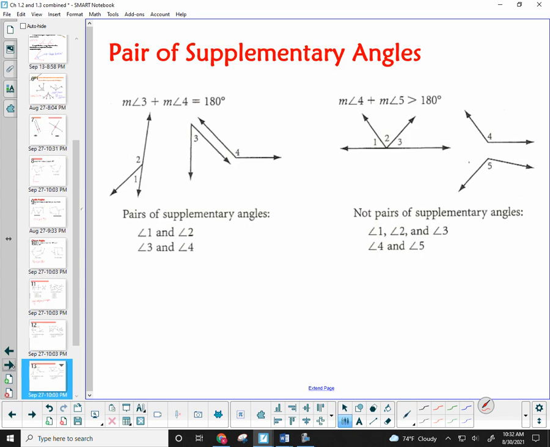Supplementary angles are two angles. Again, they could be adjacent, they could be in different rooms. As long as their sum is 180 degrees, they're considered supplementary.